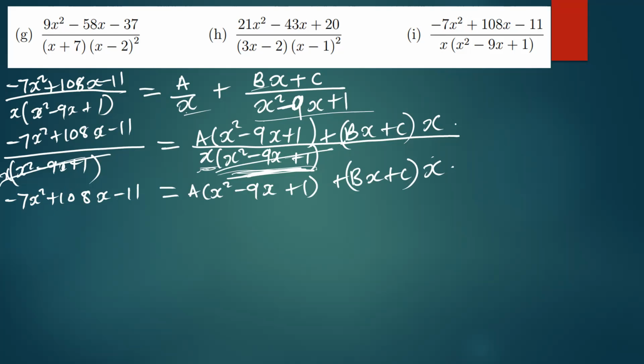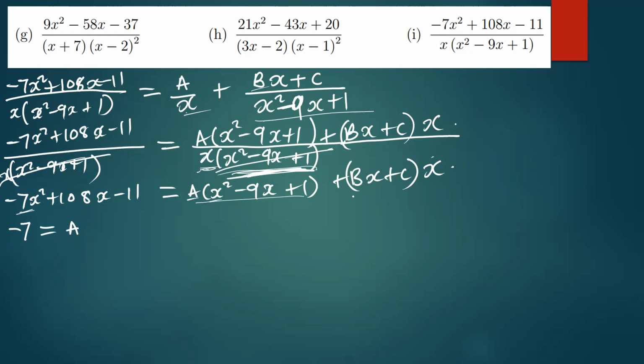So how do you compare the coefficients? Say I'm comparing the coefficients of x². If I compare the coefficients of x², on this side I'm going to get -7 as the coefficient of x². Then here, A times x², I'm getting Ax². So the coefficient of x² in this expression is A. So I'm just going to say it is equal to A.